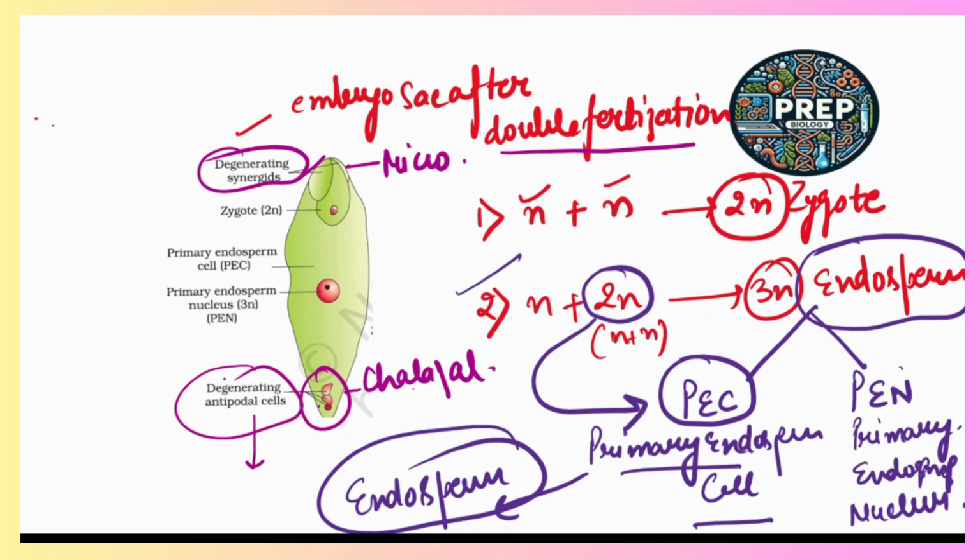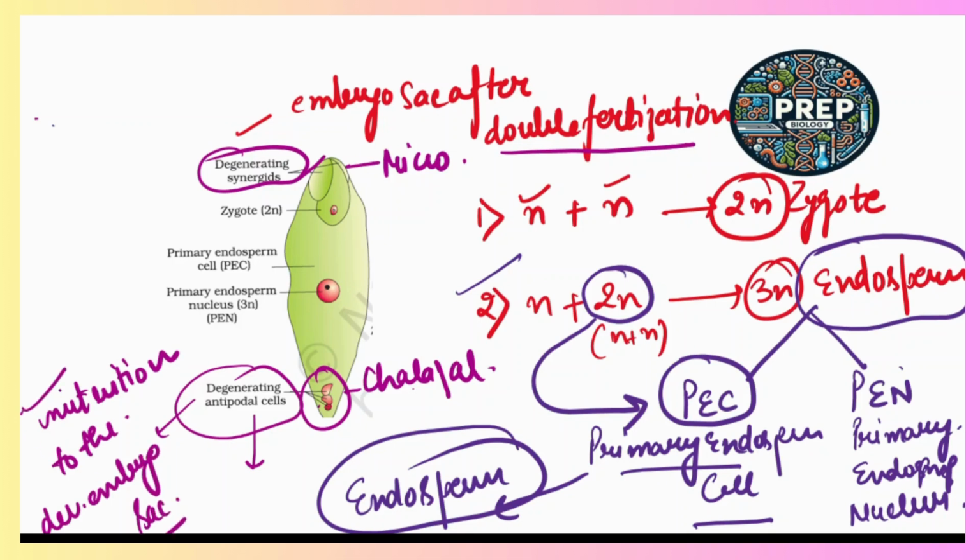You may have a question: what is the function of the antipodal cells? During fertilization, they give nutrition to the developing embryo sac. After the double fertilization occurs, the antipodal cells will degenerate, and the synergid cells also degenerate.